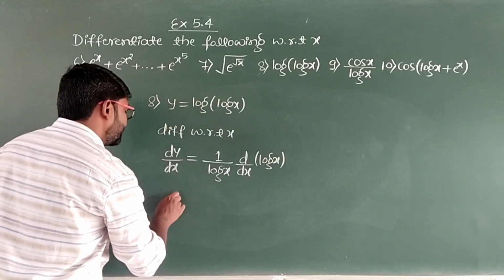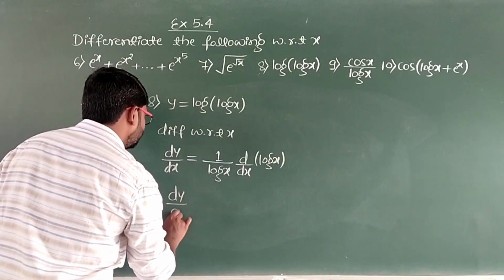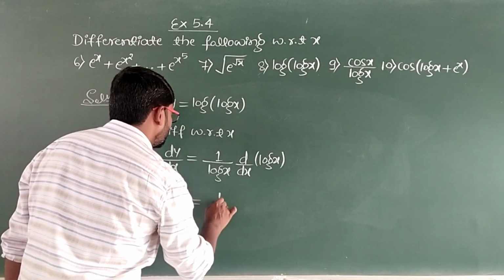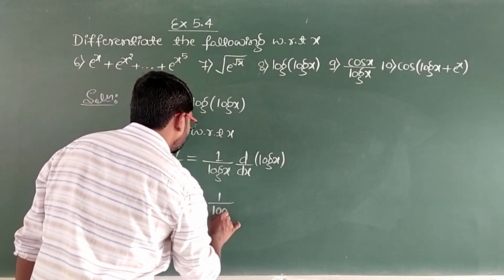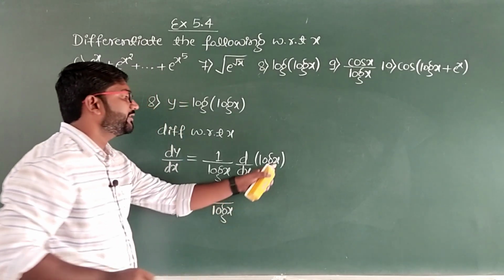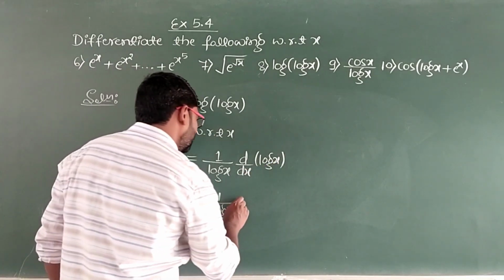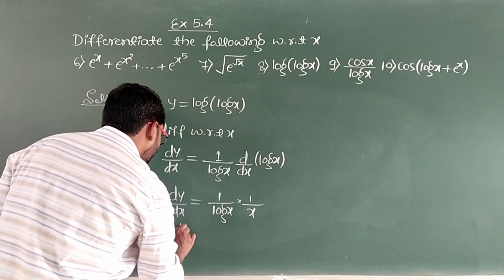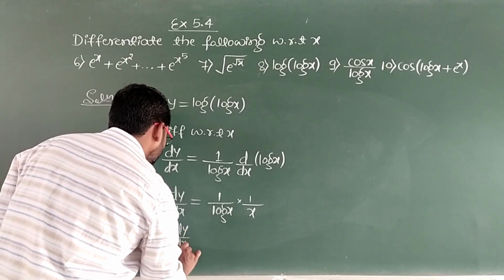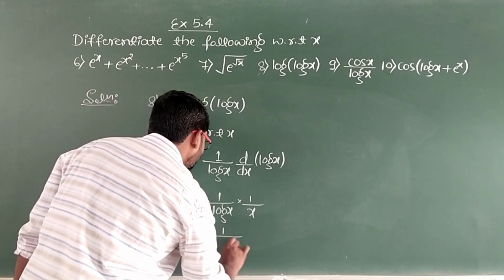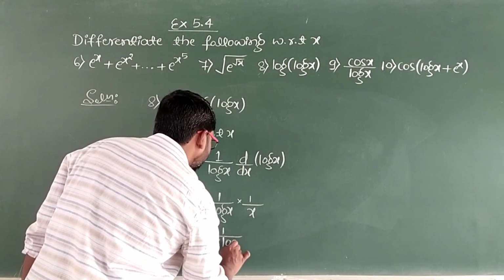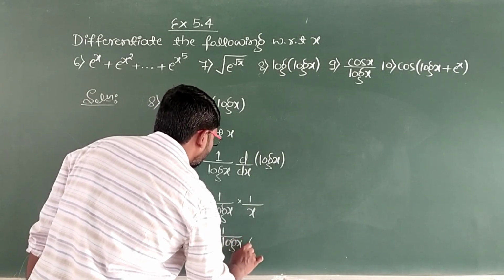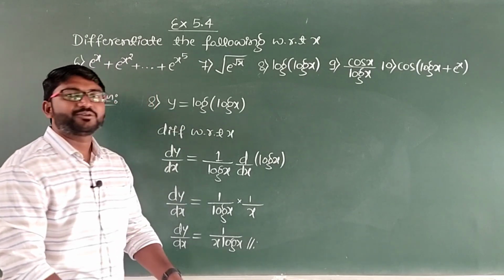Now, in the next step, dy by dx, which is equals to 1 divided by log x, I will be writing it as it is. Now, derivative of log x will be 1 by x. So, it is 1 divided by x. Overall, the answer will be dy by dx, which is equals to 1 divided by x into log x. So, this is the answer for the question number 8.